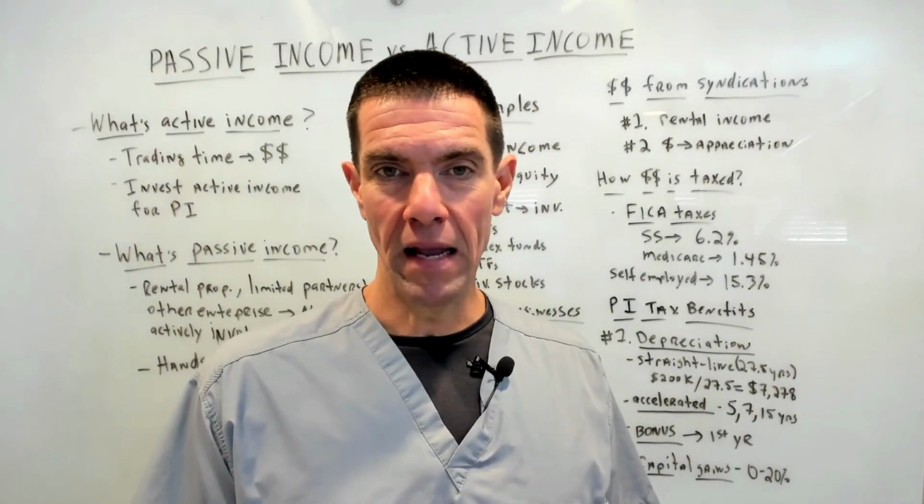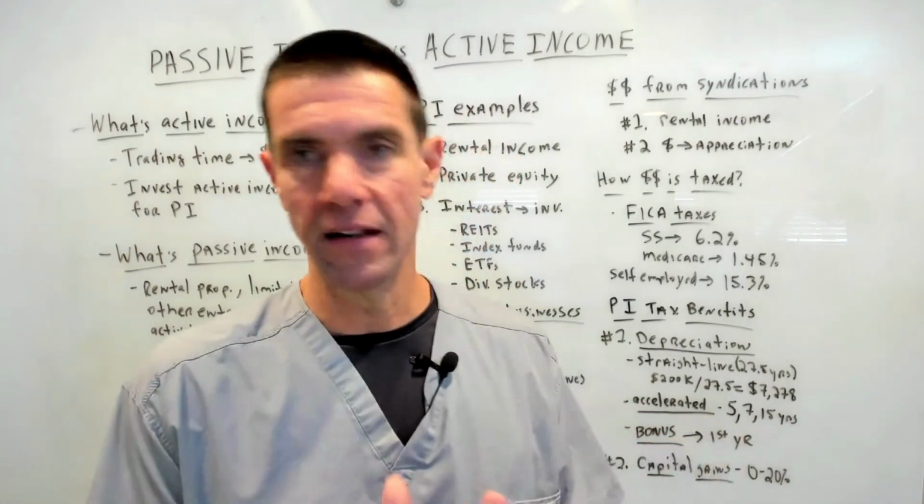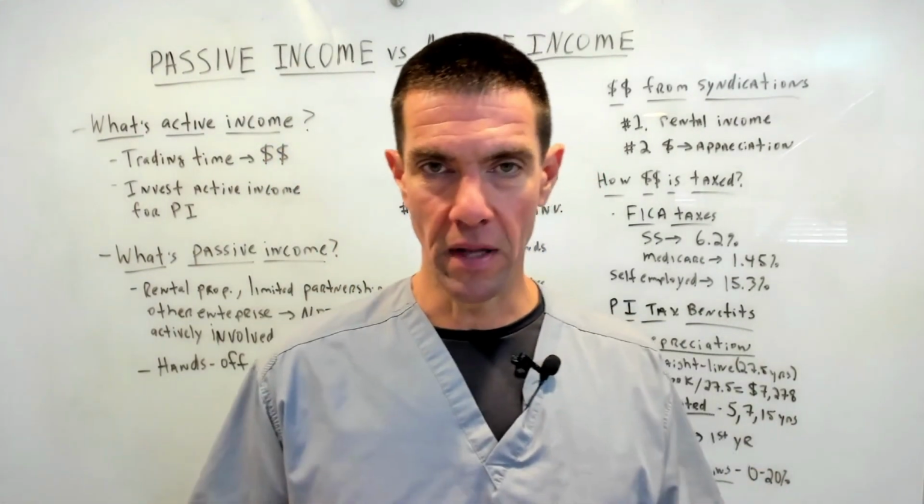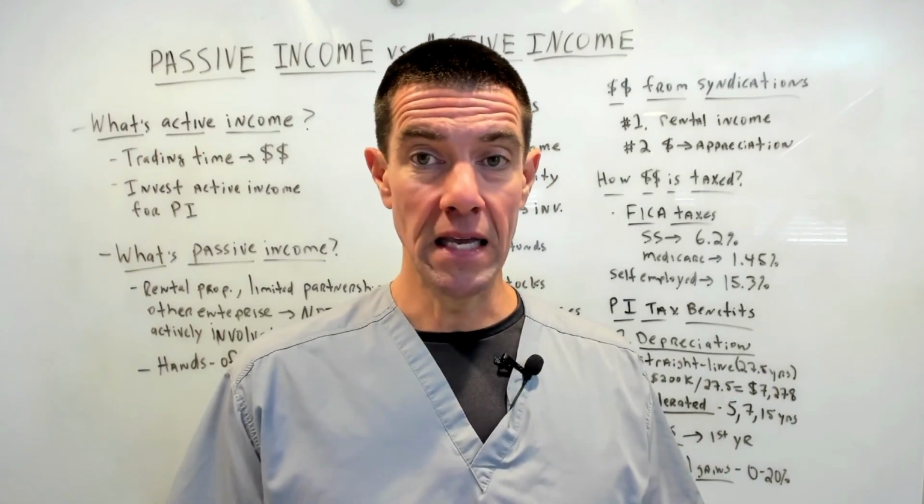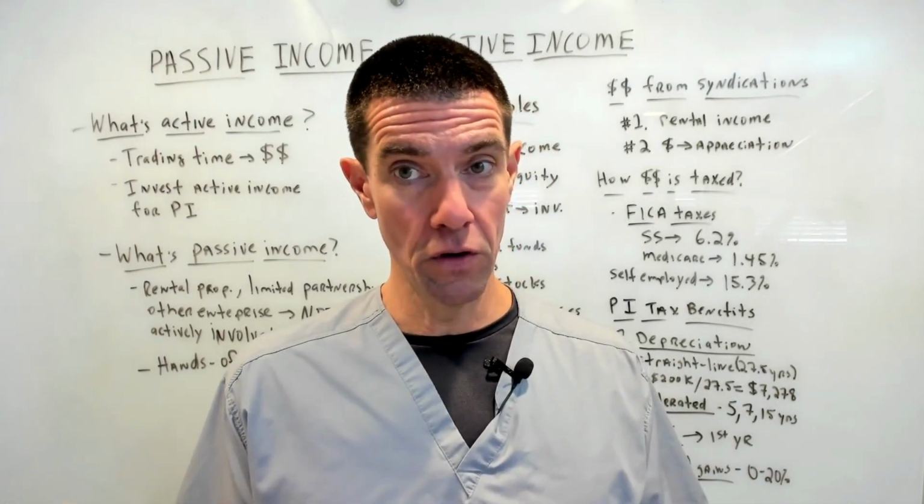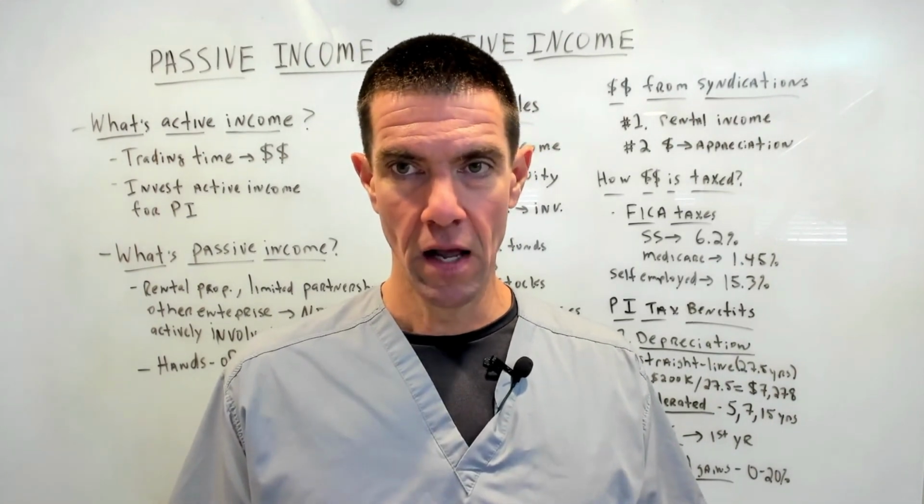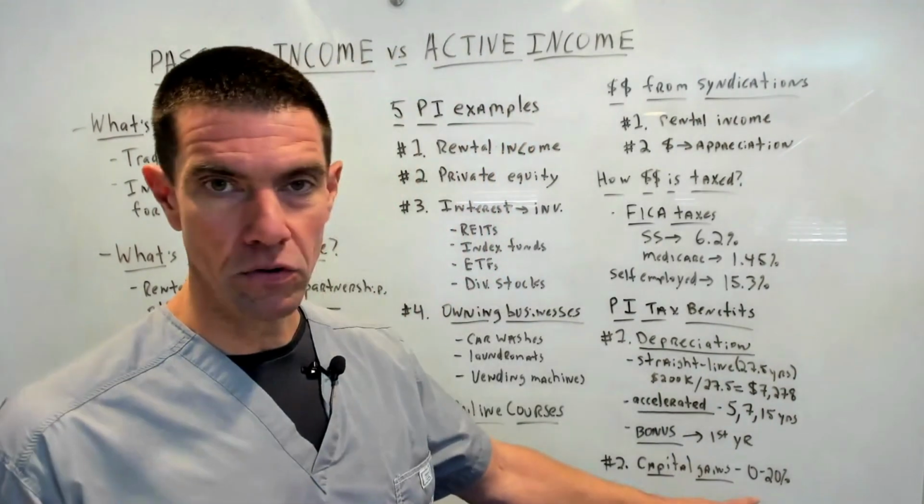So gains made from selling assets held for less than a year, those are called short-term capital gains. And those are actually taxed at the same rate as your ordinary income. So the key is holding it for longer than a year, because if you do that, those are long-term capital gains. These are taxed at the 0 to 20%.